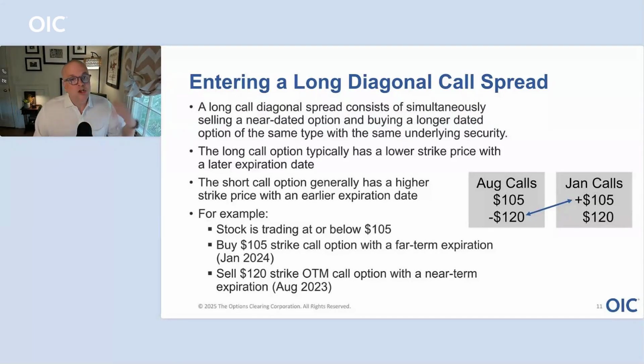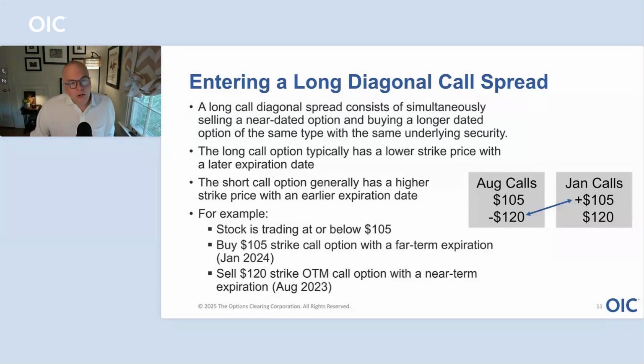What that means is the short call aspect of this generally has a higher strike price with a shorter or an earlier expiration date. For this example here, the stock is trading at 105. And what you're doing here is you're buying the 105 strike call in the farther term expiration, Jan, and you're selling the 120, the out of the money call, with a nearer term expiration, which is August.